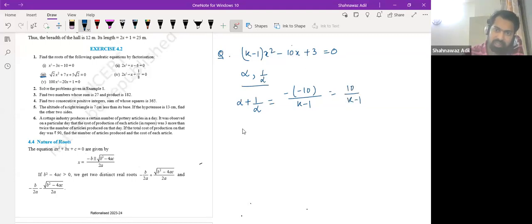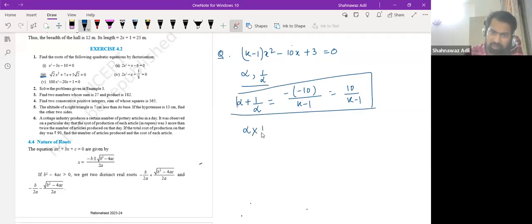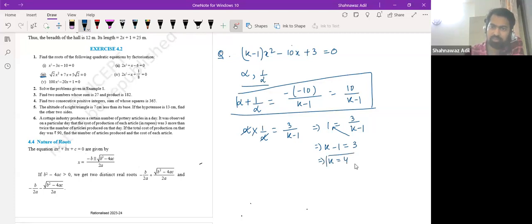Similarly, we can also calculate the product of the roots. What is the product of the roots? Alpha times beta equals c by a, so 3 by k minus 1. So the alpha and 1 by alpha cancel out, and we have 1 equal to 3 by k minus 1. So k minus 1 is 3, so k is 4.